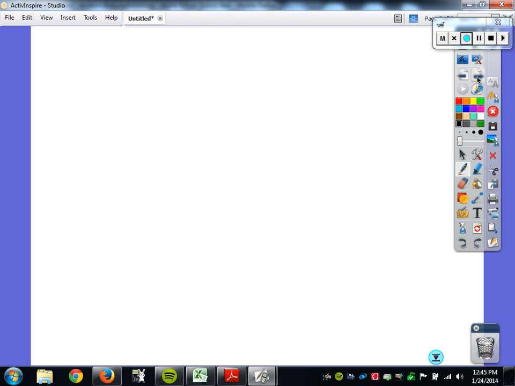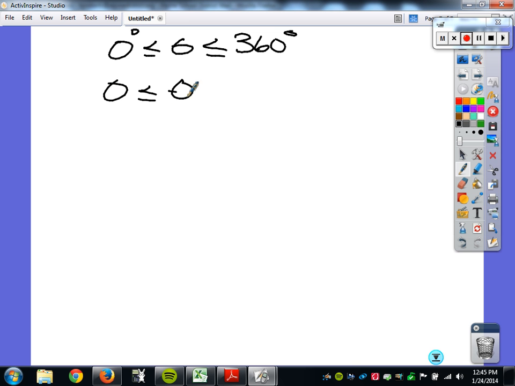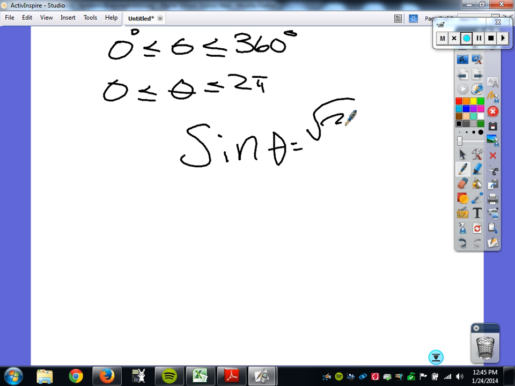Okay. So, once again, just like we see on number 3 of the Bell quiz, you see how it says 0 is less than or equal to theta, less than or equal to, this time we're going to do 360 degrees. I also want your answer, theta between 2 pi. So what does that tell me? I want my answers in degrees and in radians. That's what that means when you see that, correct? Does everybody understand that? Okay. This is a unit circle question.